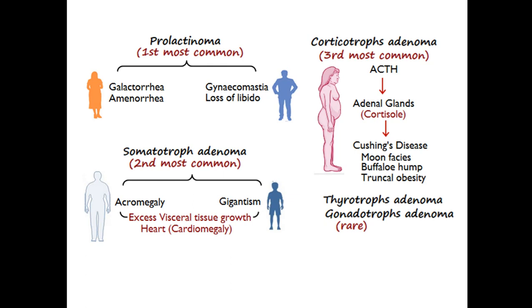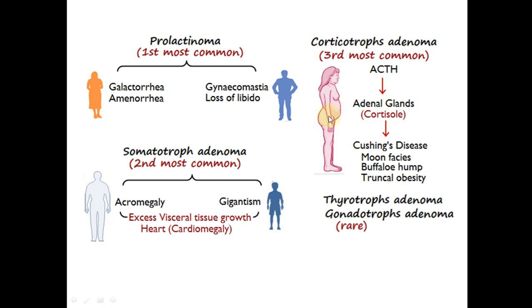The third most common adenoma is the corticotroph adenoma, which secretes excess adrenocorticotropic hormone that will cause Cushing disease by stimulating the adrenal glands and causing excess secretion of cortisol. That will appear in the particular features associated with Cushing disease, like moon face, buffalo hump, and truncal obesity, as can be seen in the picture. Moon face, buffalo hump, and truncal obesity.